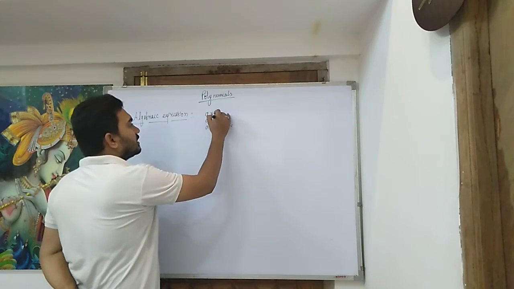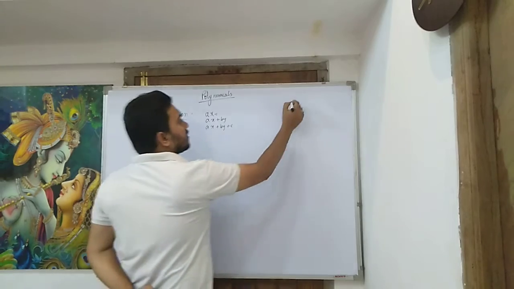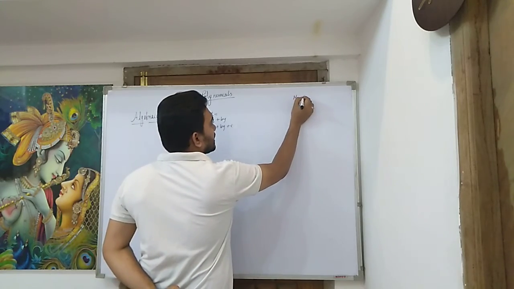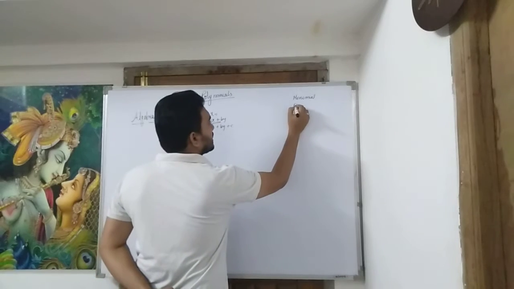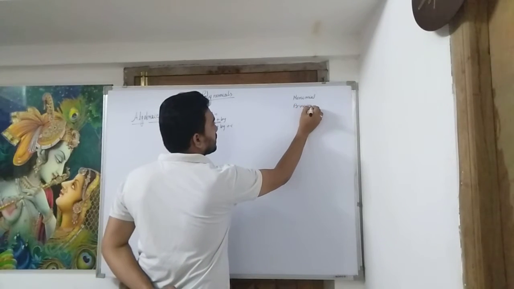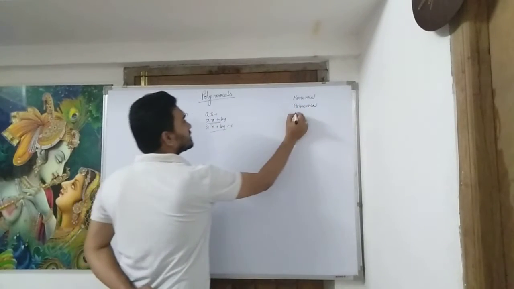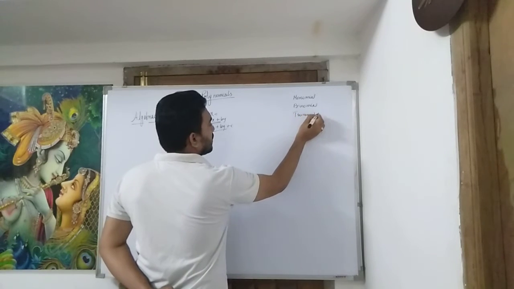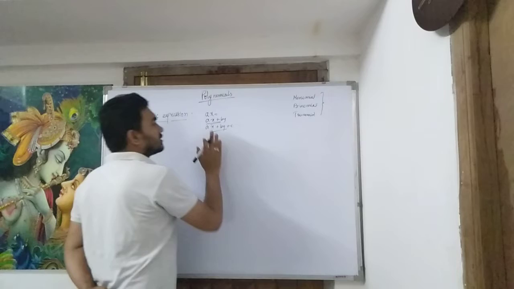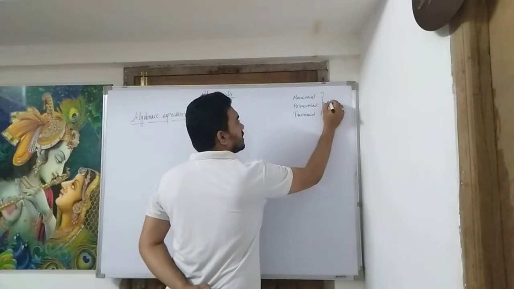Like when it's only one term, we will call it a monomial. When there are two terms, we will call it a binomial. When there are three terms, we will call it a trinomial. So all these are on the basis of the number of terms.